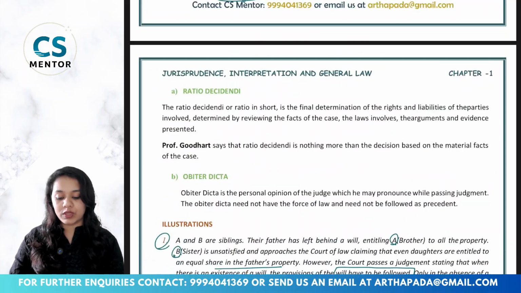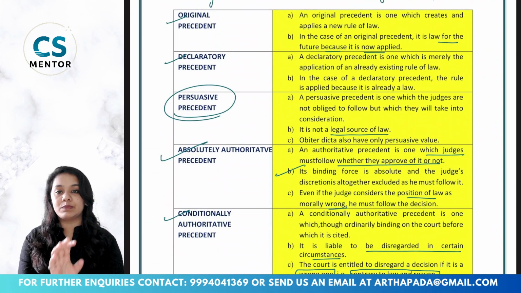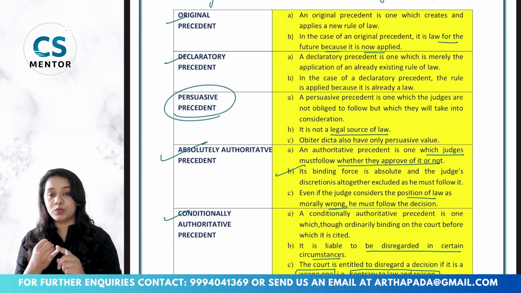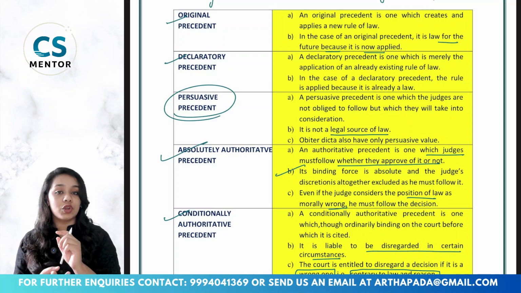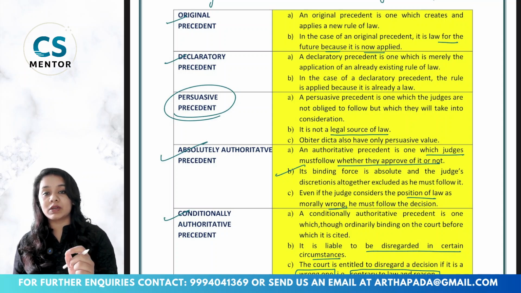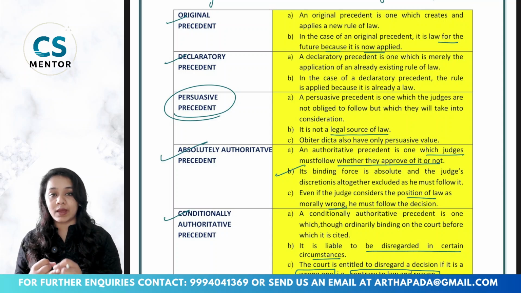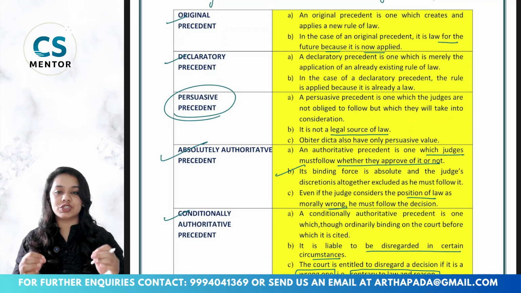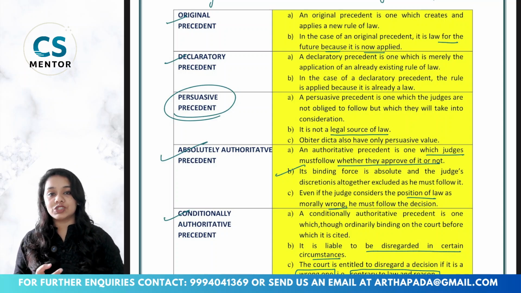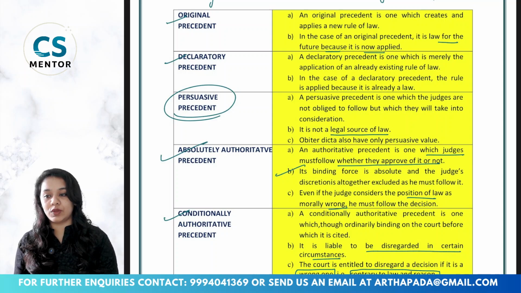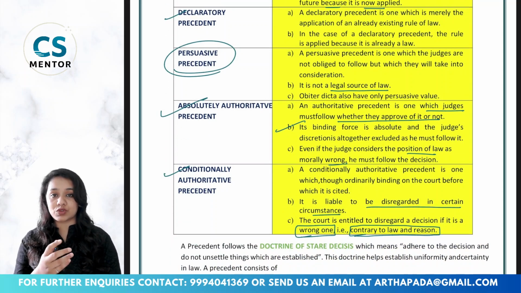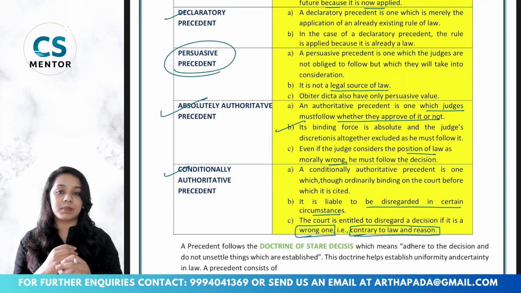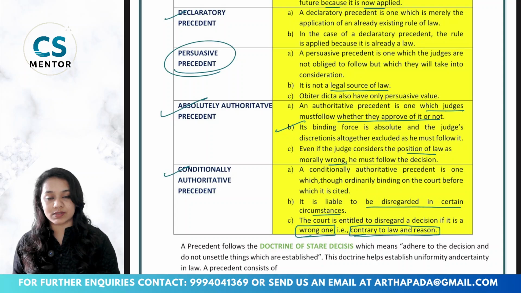Okay, so friends, we have completed the 5 types of precedent: original, new position in law; declaratory precedent, merely repeating the original precedent; persuasive precedent, not a legal source of law, but merely has persuasive value; absolutely authoritative, every judge is compulsorily bound to follow the decisions of the higher court; conditionally authoritative is in some situations where the judgment was a wrong one or there was a complete violation of law and reason.